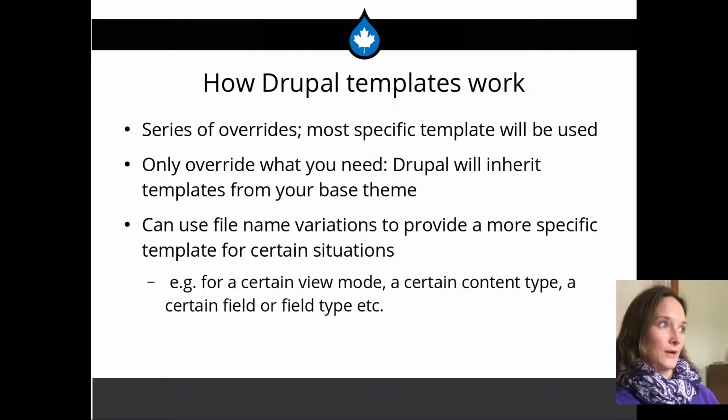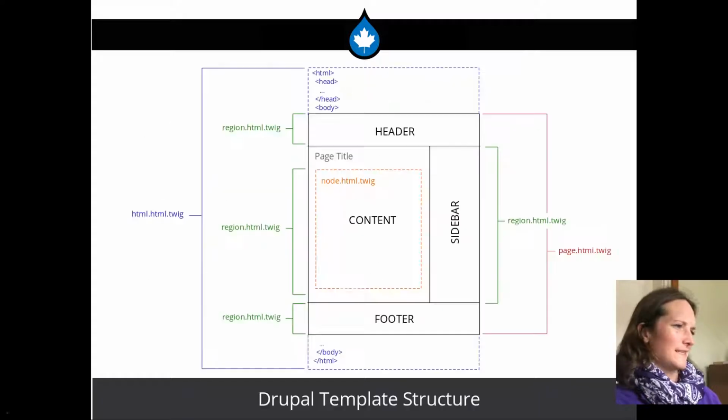You only have to override the code that you need. You don't need to create a whole suite of templates for every little bit of HTML that Drupal outputs. You just need to override in your theme the parts that you want to change from your base theme. So we talked about last week choosing a base theme. Then you can use file name variations to provide it. This makes more sense in a minute. Hold on, here we go. Let's skip to this slide.